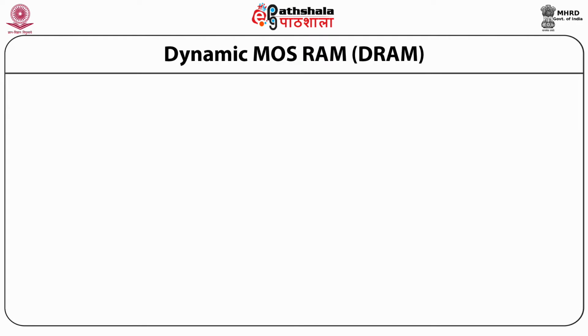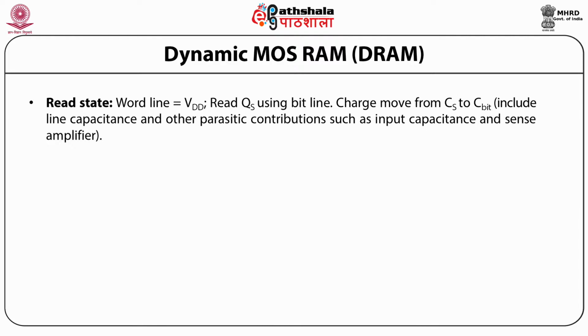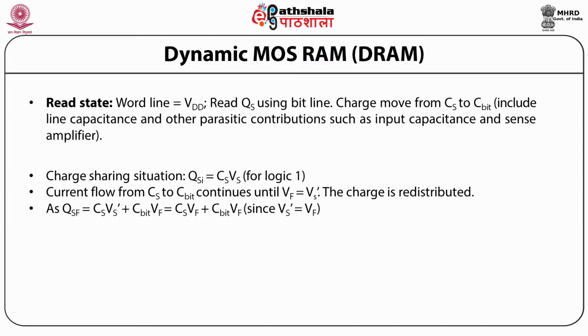Let us discuss now about a read state. Now if a word line is equal to VDD, then read Qs using the bit line. So charge moves from Cs to C bit, including line capacitance and other parasitic contributions such as input capacitance and sense amplifier. The charge sharing situation is QSI equal to Cs Vs for logic 1. So current flows from Cs to C bit until Vf equal to Vs prime, and the charge is redistributed as QSF equal to Cs Vs prime plus C bit Vf equal to Cs Vf plus C bit Vf, since Vs prime equal to Vf.